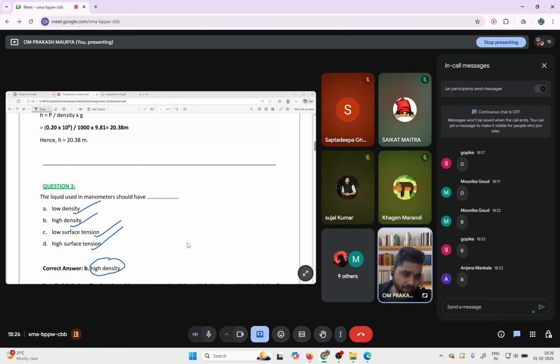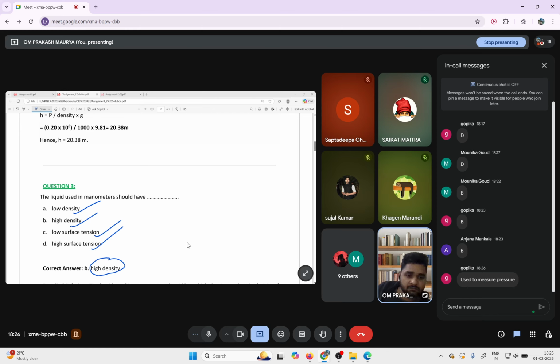And what is the use of a manometer? First, let us tell. These are very standard questions: the use of a manometer and why we need to use high density. This question you may face in your viva exam. Used to measure pressure. Okay, fine.